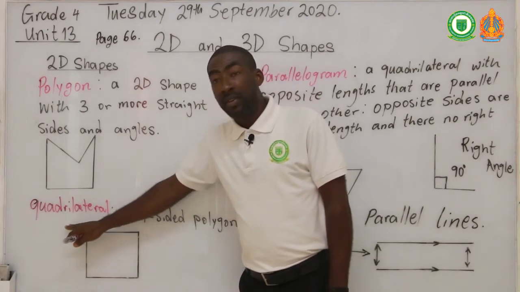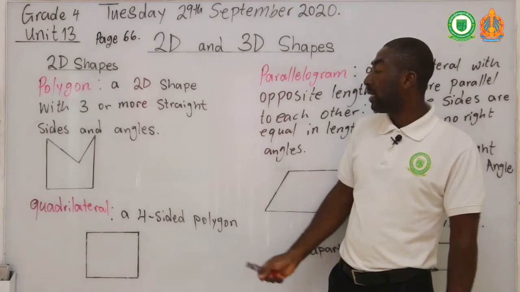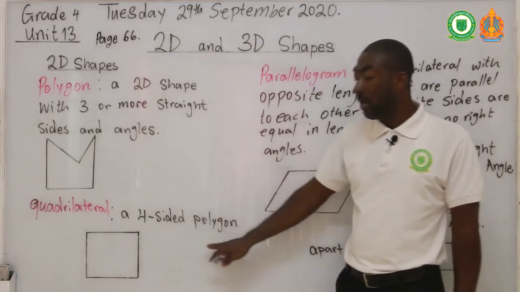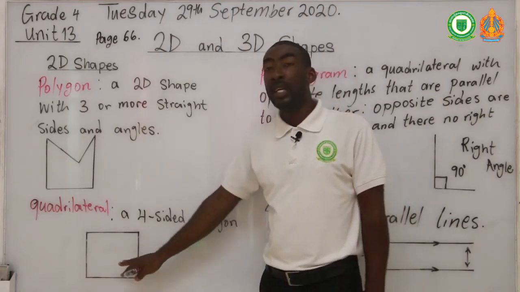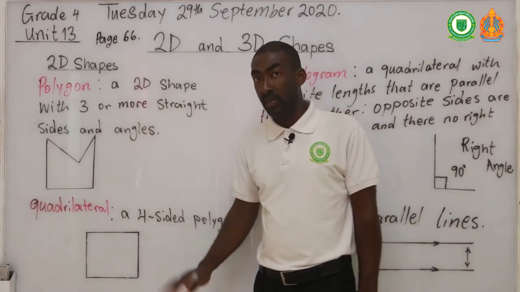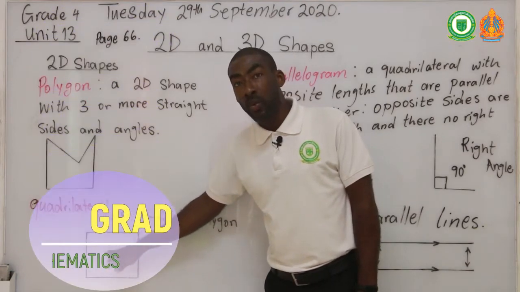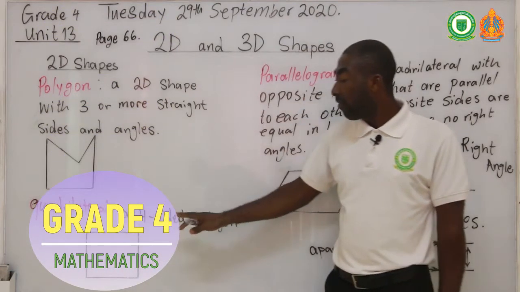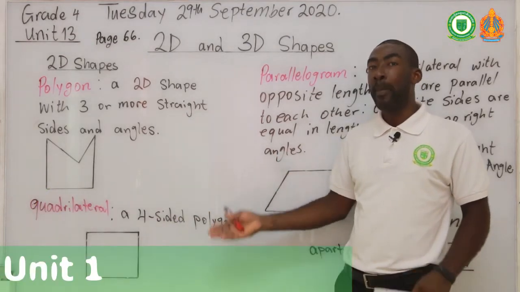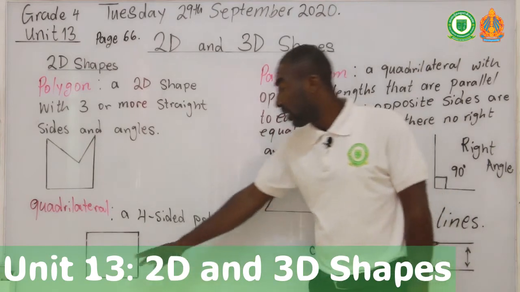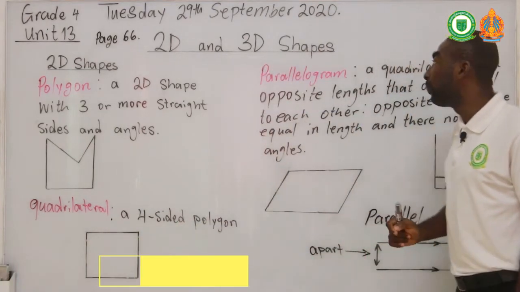We will move to a quadrilateral. A quadrilateral is also a polygon, and it is a 4-sided polygon, okay? So whenever you are talking about a polygon, you know that they are shapes with 3 or more straight sides. So a quadrilateral, like this square, means it has 4 sides, it's a 4-sided figure, and it is still a polygon, okay? So this is a square, it is a quadrilateral, it is a polygon as well.